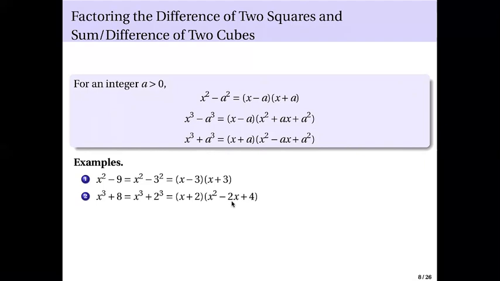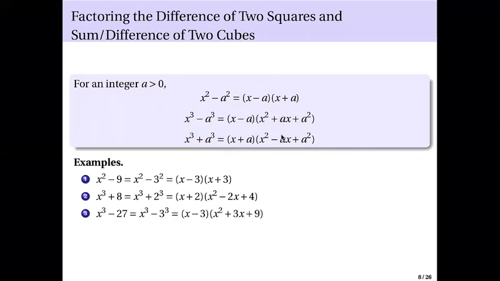Next, x cubed minus 27. If you look at this, 27 is a perfect cube. This is actually 3 times 3 times 3. So here we have x cubed minus 3 cubed. This is minus here, so we apply this formula here.